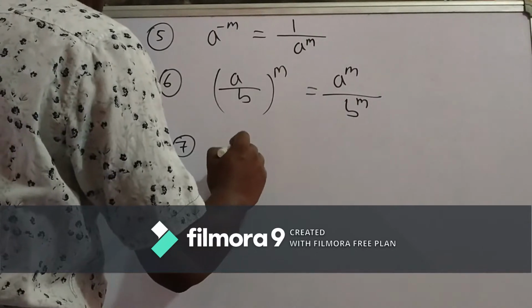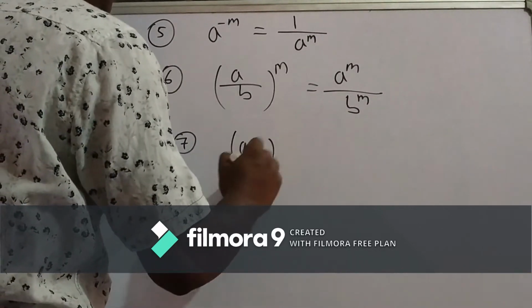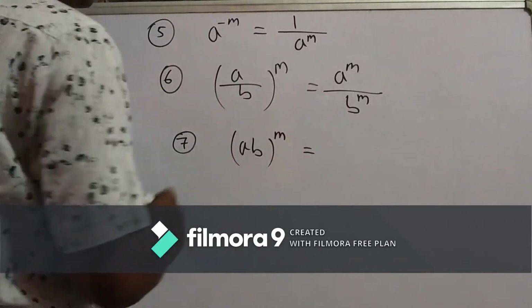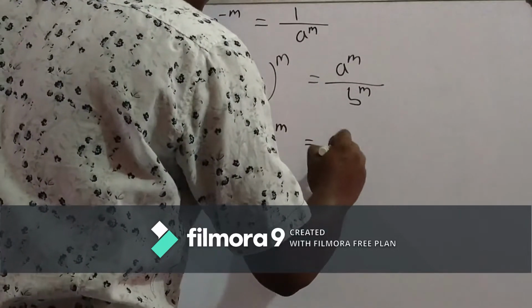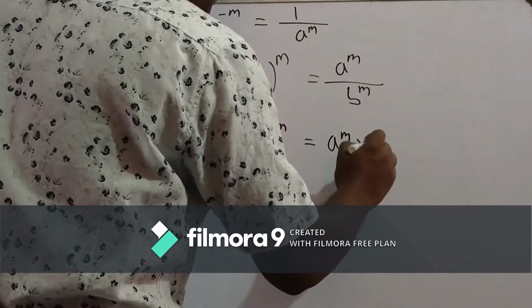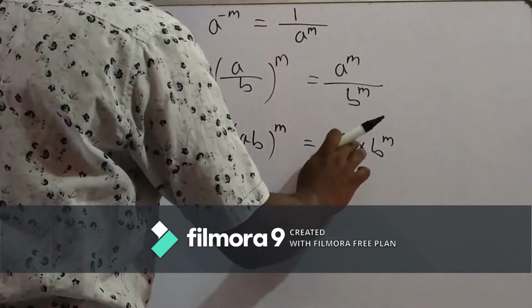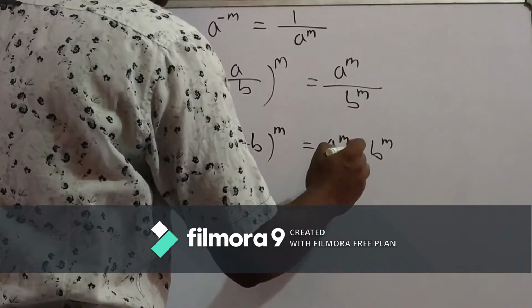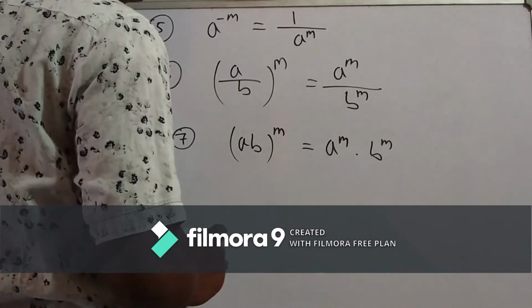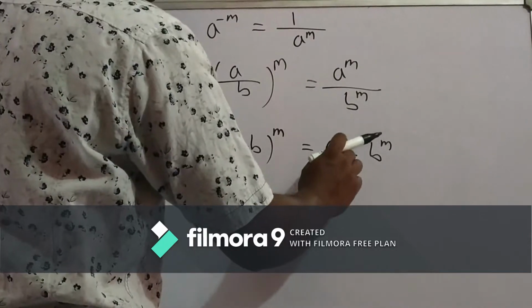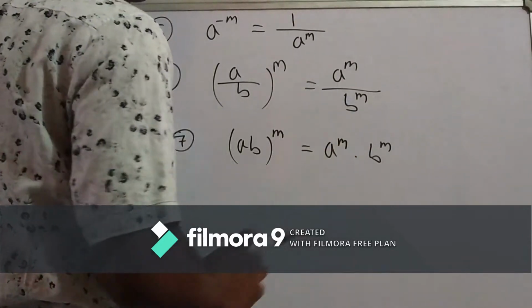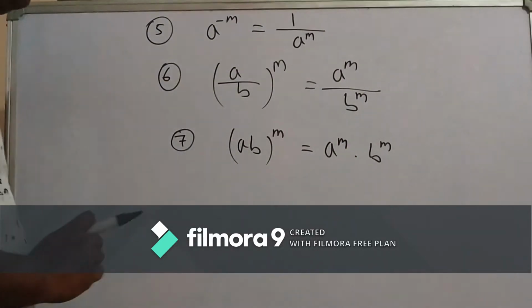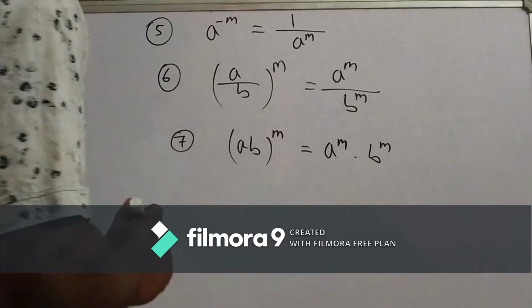Now like this, seventh one, similar type. Suppose (ab) to the power m. Here it is multiplied, whole power. So we can separate the power: a to the power m into b to the power m. In many questions, the multiplication sign is not given, a dot is given. This dot means multiplication, you have to understand. So you have to understand that it is a to the power m into b to the power m. This is the seventh formula.